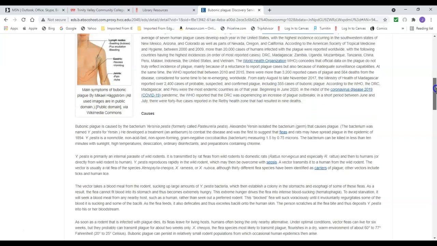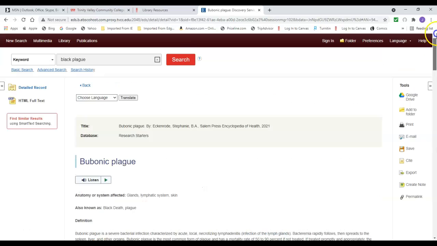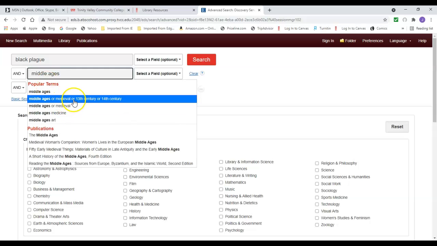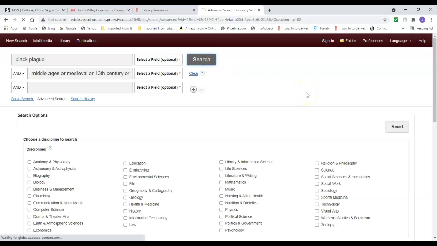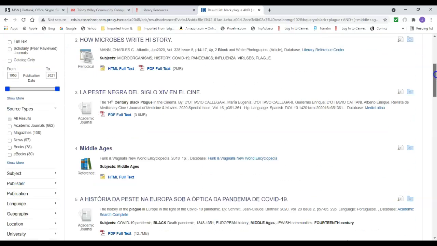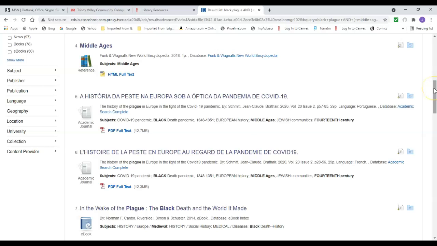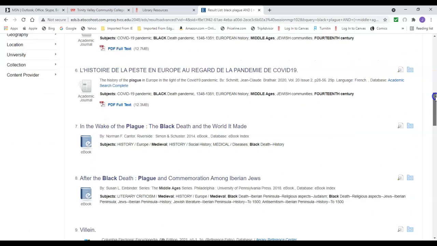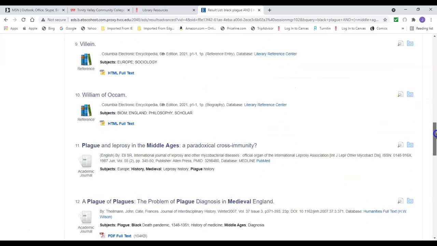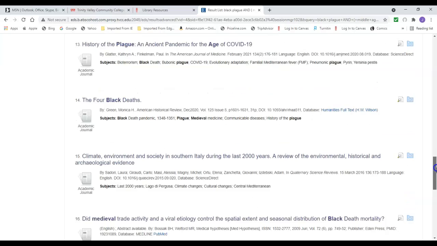And it tells you about the details, the causes of it, the risk factors, symptoms, all those details. And if you want, you go to an advanced search. And what this allows you to do is to fine tune it a little bit more. And so you want to put Middle Ages. Okay. And then search. And it'll narrow it down a little bit further. And so it gives you some details here. History of the plague in Europe, how that regards to COVID-19. Here's In the Wake of the Plague, about the Black Death and the world it made. They'll talk about its impact on society. Again, this is a book. You have the idea about the four Black Deaths. You can look at those details there.